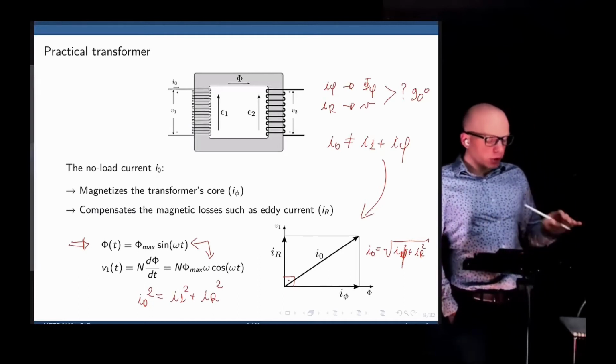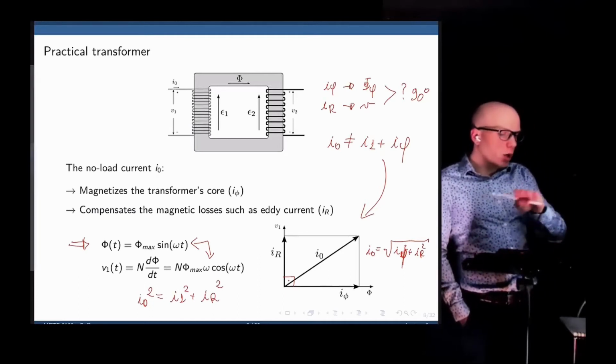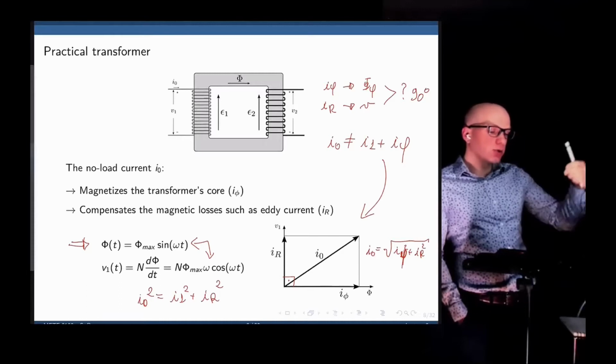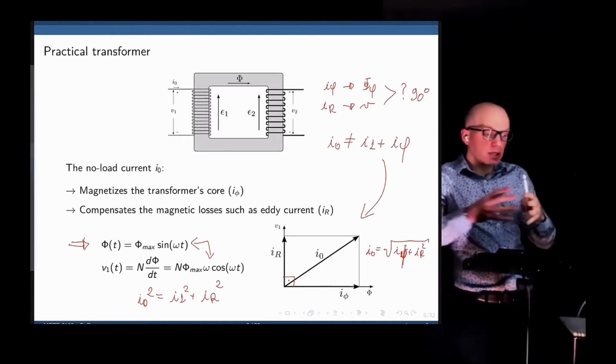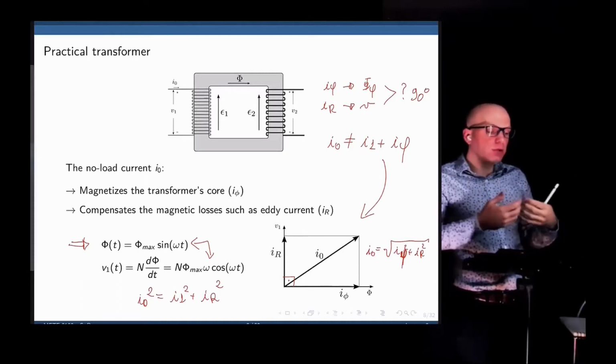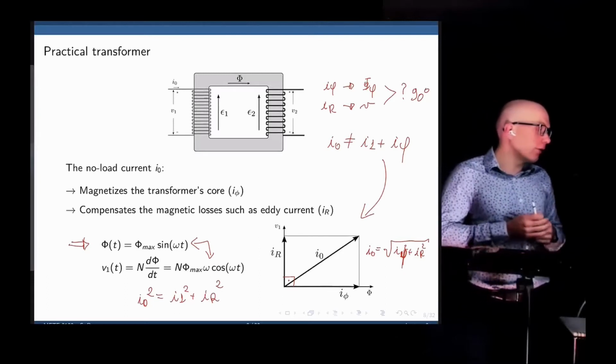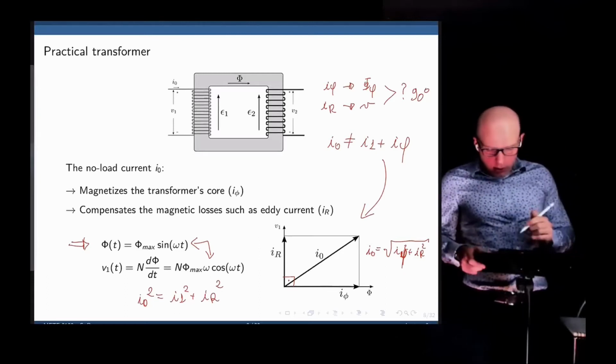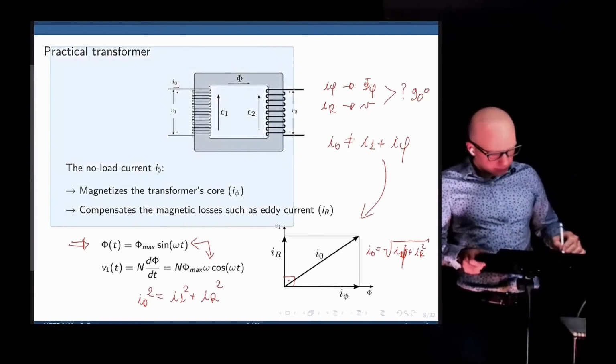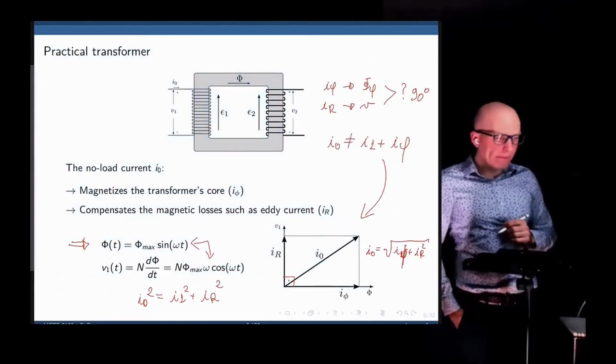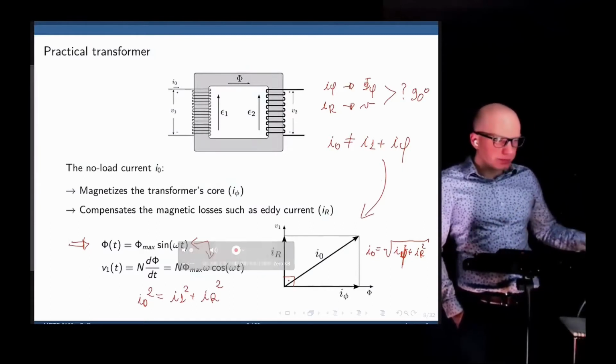And this is very important because now we cannot simply say that I0 equals I_phi plus I_R, because they are 90 degrees out of phase. We now need to add them in a vector form. Any questions here? No? All right.